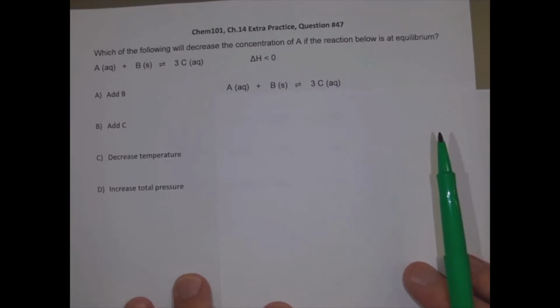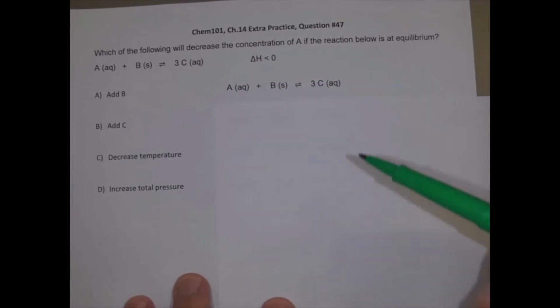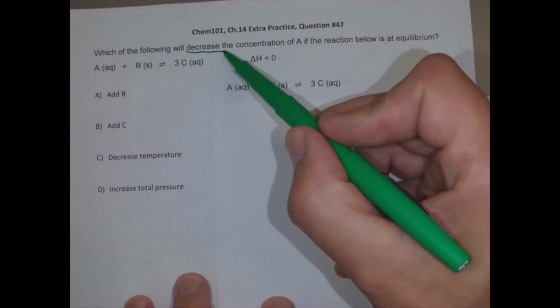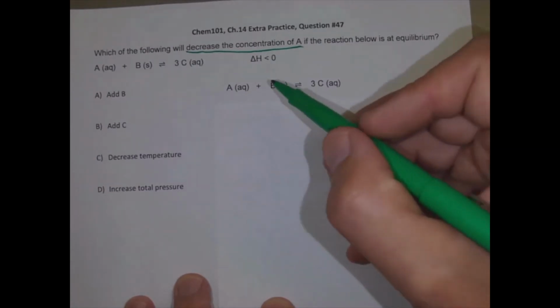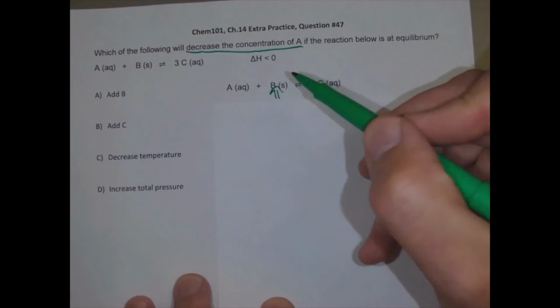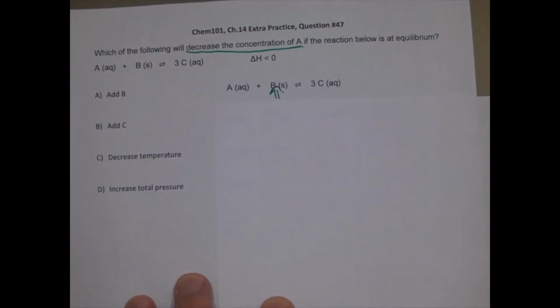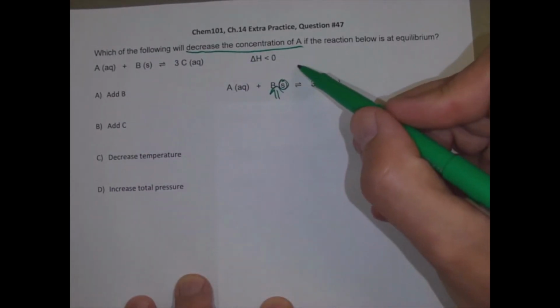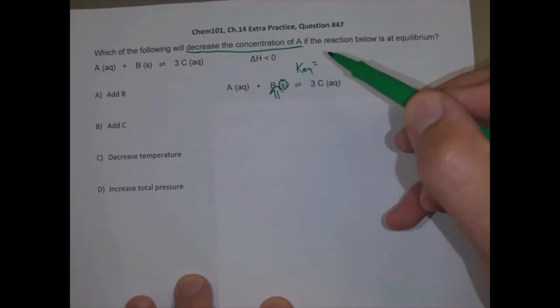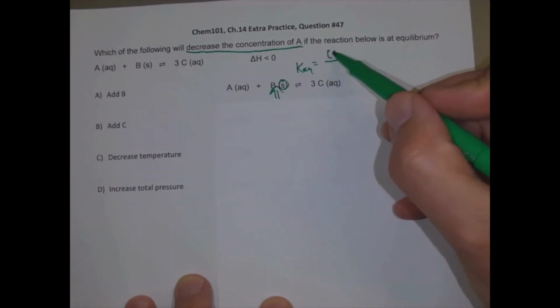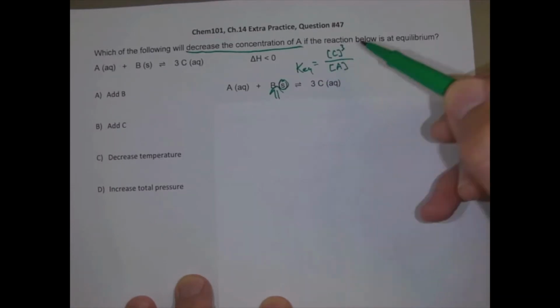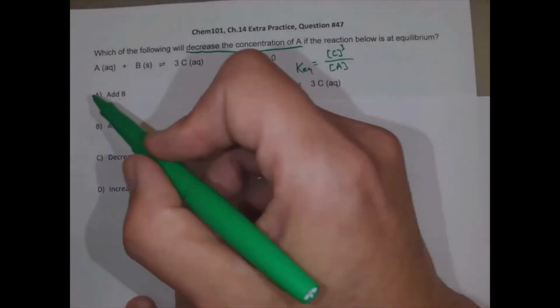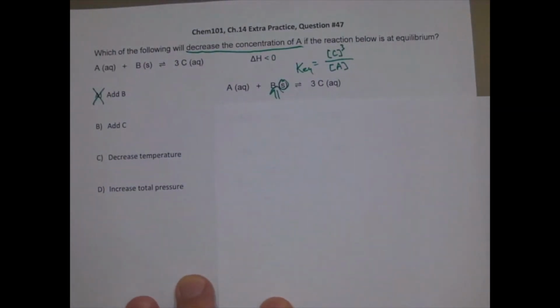So, adding B. Let's think about if we add B, will that cause the concentration of A to decrease? Adding B would be like stressing that term right there. But the important thing to note is that B is a solid, and so it's not involved in the equilibrium at all. If I were to write the equilibrium constant expression for this, it would be the concentration of C raised to the power of 3 divided by the concentration of A, and B does not show up because it's a pure solid. So adding B is not going to affect the equilibrium at all, so we can eliminate that as a possibility.